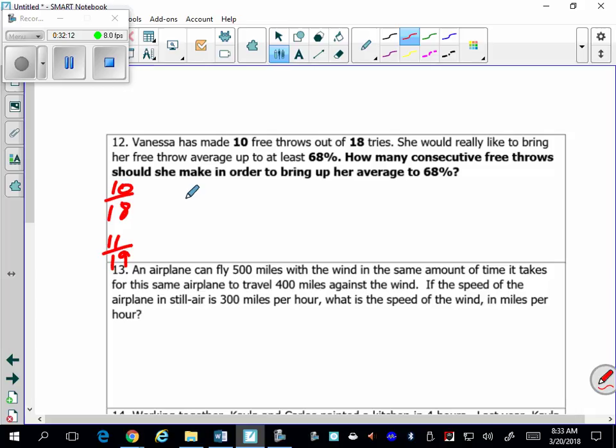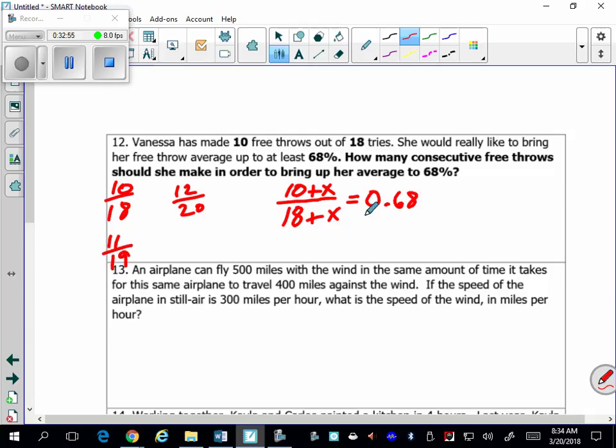We have no clue right now how many it's going to take to get to 68%. So that's going to be your variable. So let's go back to the original. We know she's already made 10 out of 18. We don't know how many more she has to make, but we do know by doing this quick little side problem that we add the amount of free throws she's making to the numerator and to the denominator. And we know overall we want her percentage to be at 68%, which is 0.68 as a decimal. And here's your equation set up. I know you can do this without the equation. You can just keep on guessing and checking, but I want you to be able to do this by hand.